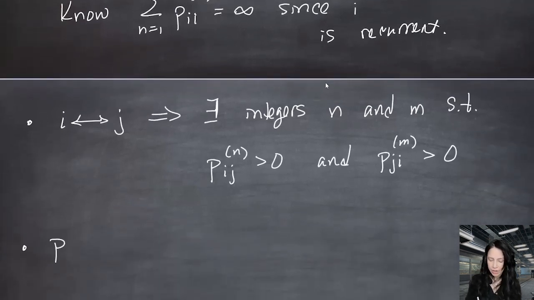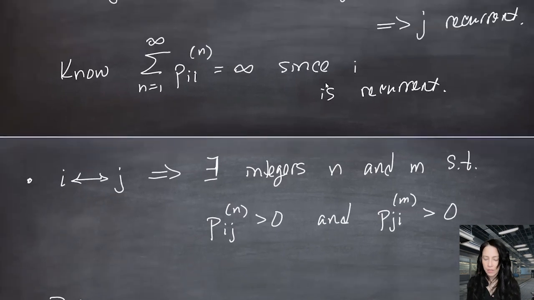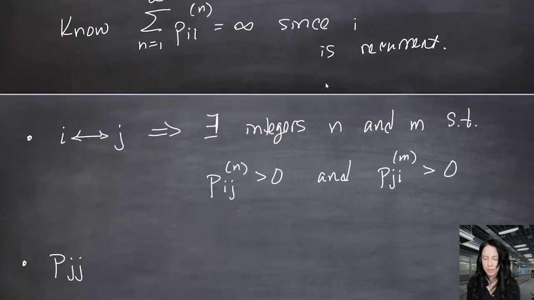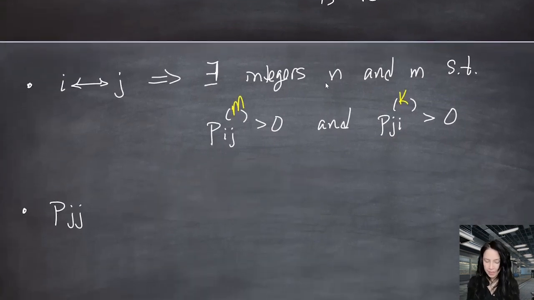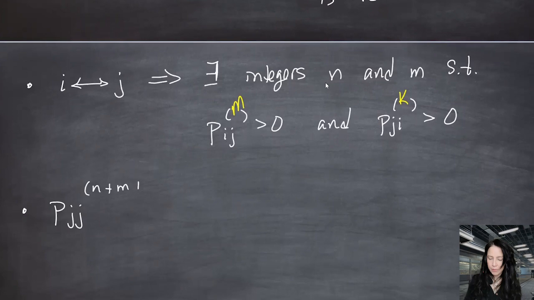So let's consider going from J to J in some steps. I want to change those superscripts because I am going to be running my sum over N, so I don't want to use an N. I'm going to make the first subscript M and the second one K, just to remove the N. And let's look at the probability of going from J to J in N plus M plus K steps.